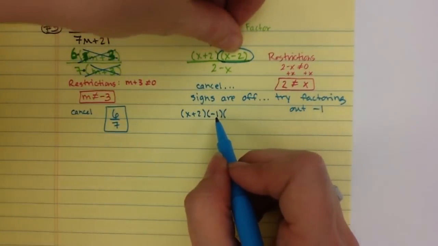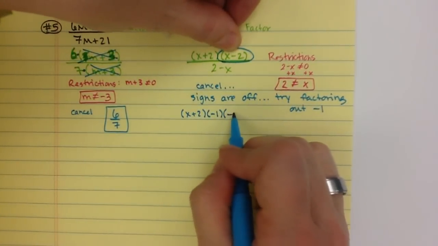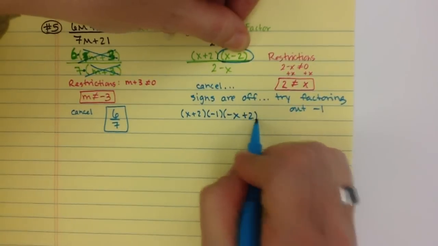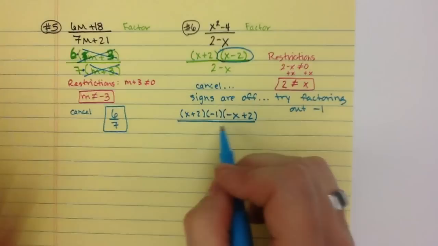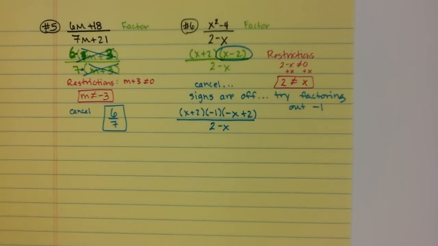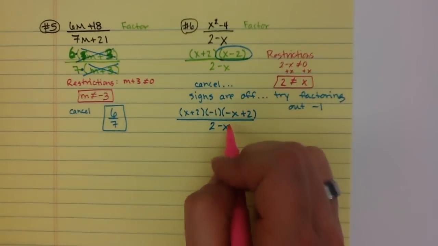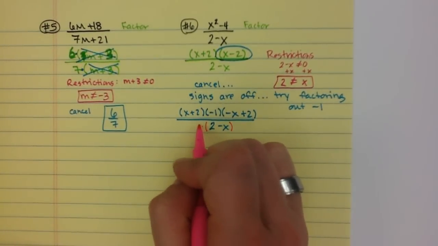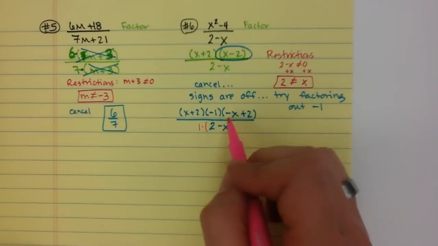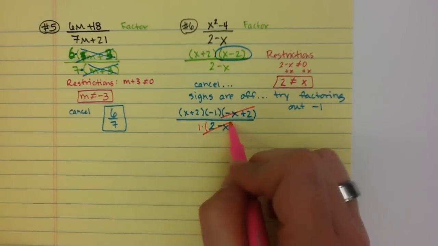So when I do x divided by negative 1, that leaves me negative x. Negative 2 divided by negative 1 leaves me plus 2. And then the denominator is 2 minus x. Now, can I cancel that? Yes, I can, because this is as though it's in a parenthesis times 1. And remember that 2 minus x is the same as negative x plus 2, so those guys cancel.